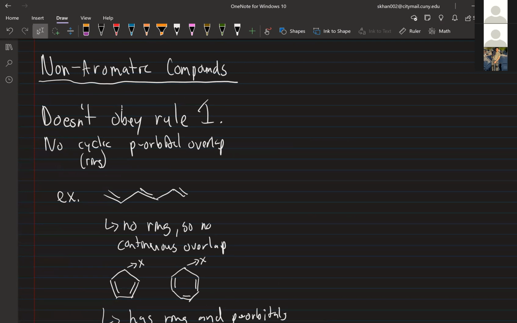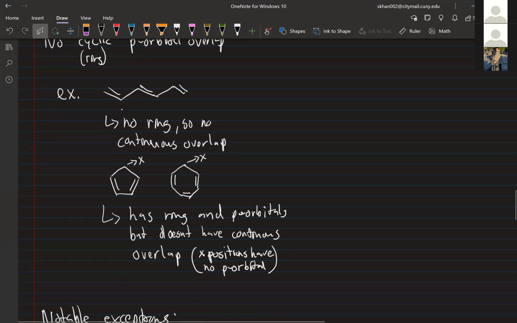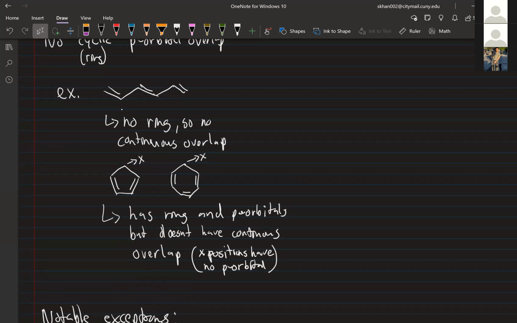So what I wrote out is that if it doesn't obey rule 1, it's automatically non-aromatic. Something like 1,3,5-hexatriene has no ring, no continuous overlap. Same thing if you see cyclopentadiene or cycloheptatriene, I believe that one's called.